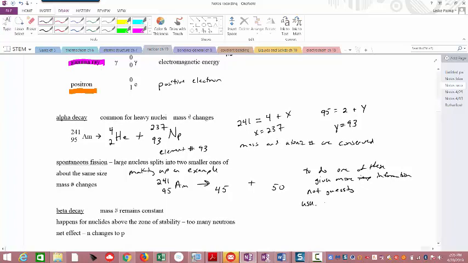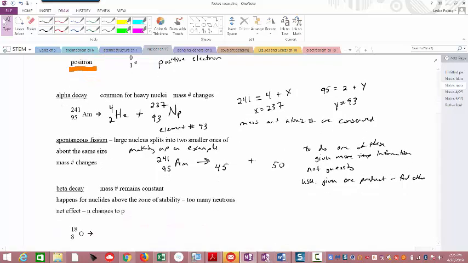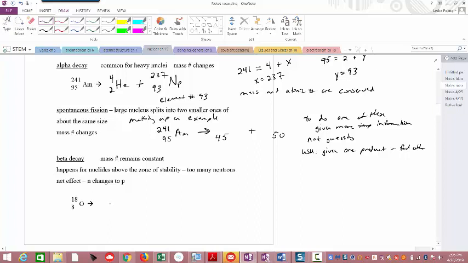Usually, you're given one product and then you find the other. In which case, it doesn't matter whether one of your products is an alpha particle or a larger atom. Okay, so beta decay. That means you make a beta particle.